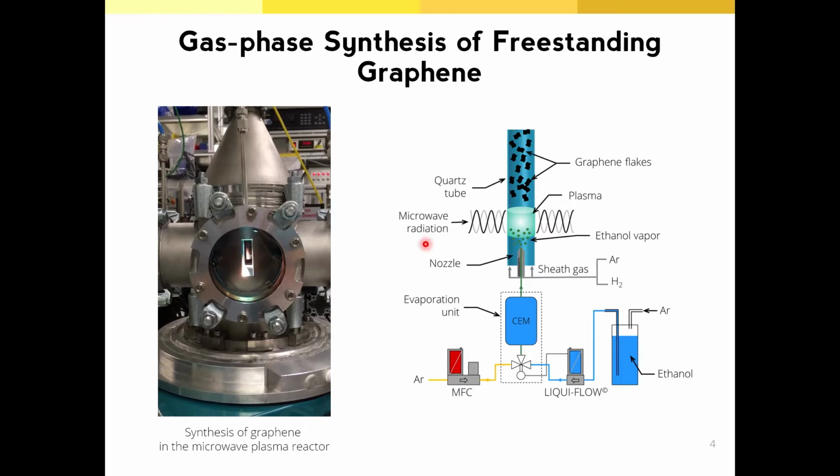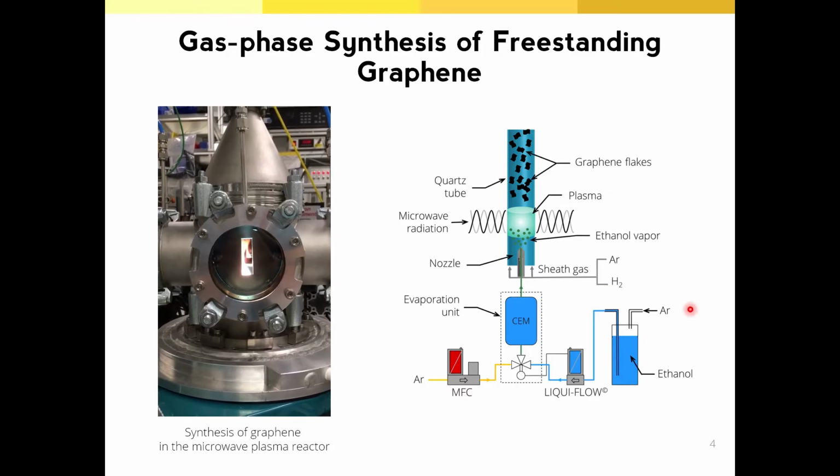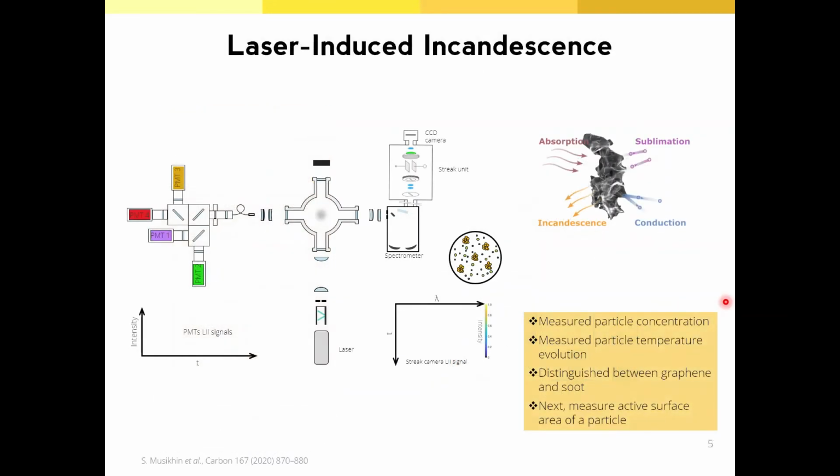The quartz tube is installed inside the reactor, and what you can see here is thermal emission coming from hot graphene particles. So there are a few in situ optical diagnostics that we used. Laser-induced incandescence is one of them. This is a reactor top view. Graphene nanoparticles inside are heated by the laser pulse to temperatures high enough so they start to incandesce. And then they return to the ambient temperature through heat losses like sublimation and conduction.